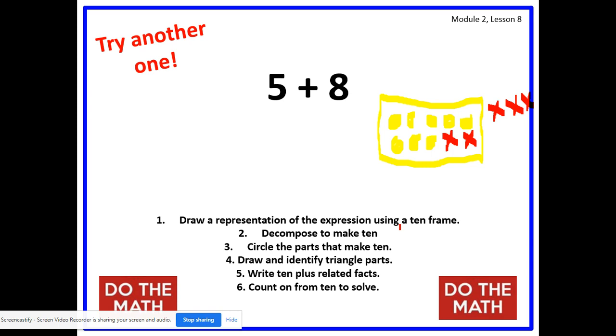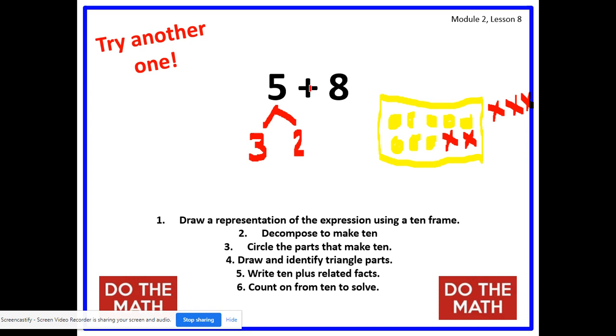Go ahead and press play when you're ready. Key point 2. Decompose to make 10. And remember, 5 was the number we broke apart, as you can see in your picture. So, into what 2 parts did we decompose 5? How many inside? How many outside? Get ready. Yes, 2 and 3. Go ahead and press play when you're ready to move on.